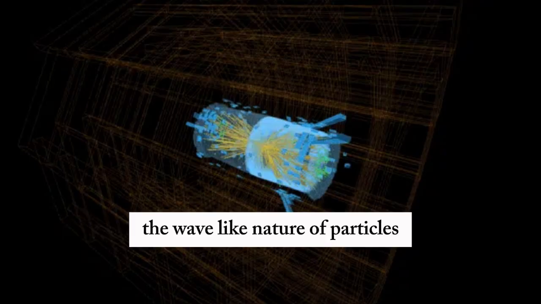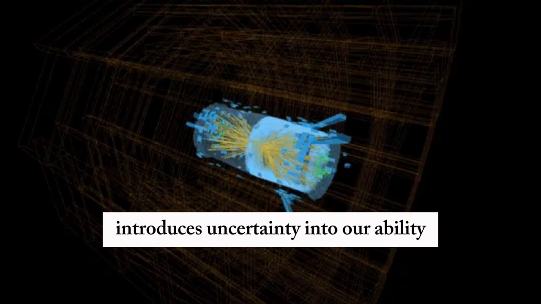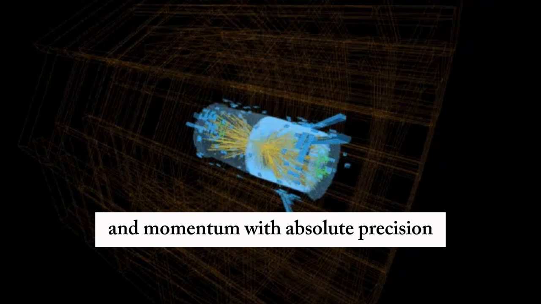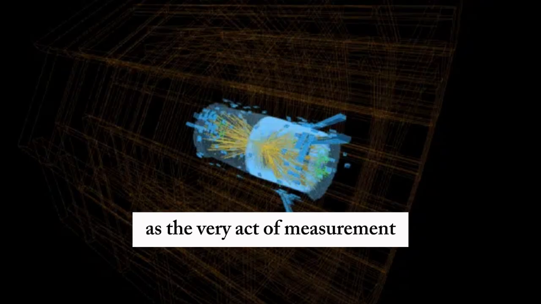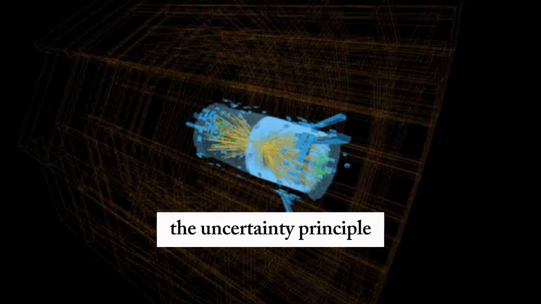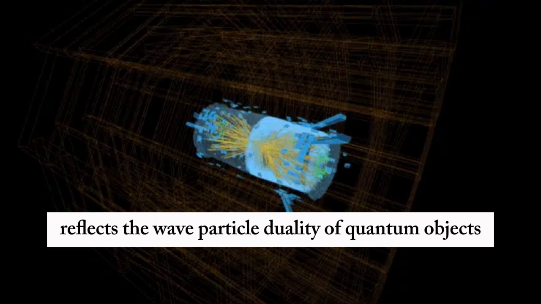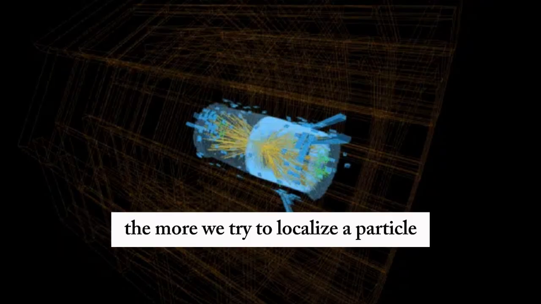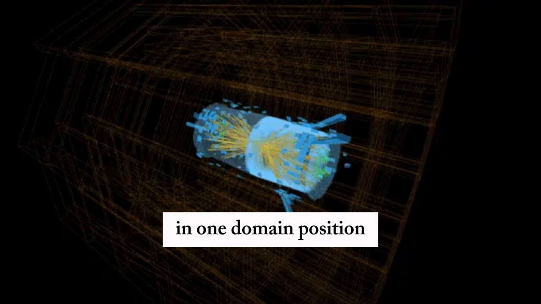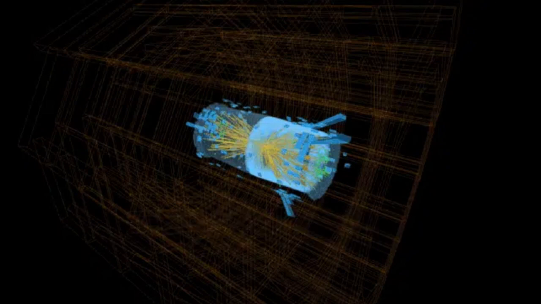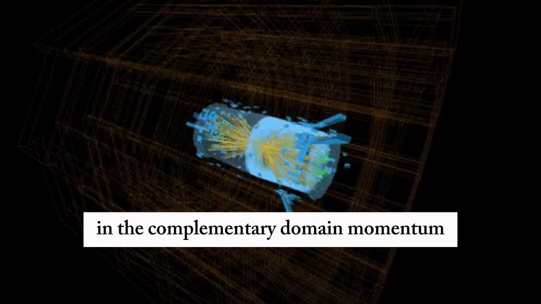The wave-like nature of particles introduces uncertainty into our ability to measure both position and momentum with absolute precision, as the very act of measurement changes the state of the system. The uncertainty principle thus reflects the wave-particle duality of quantum objects, highlighting the fact that the more we try to localize a particle in one domain, position, the more uncertain it becomes in the complementary domain, momentum.